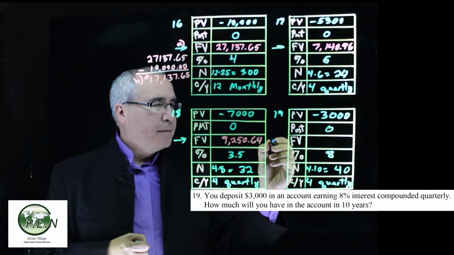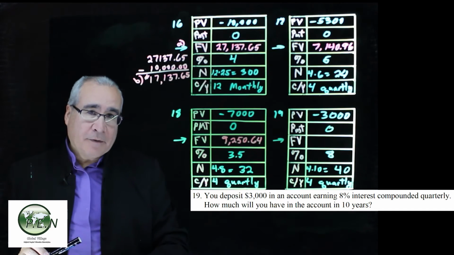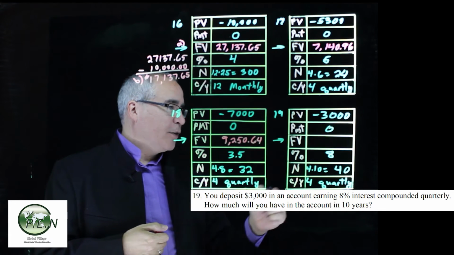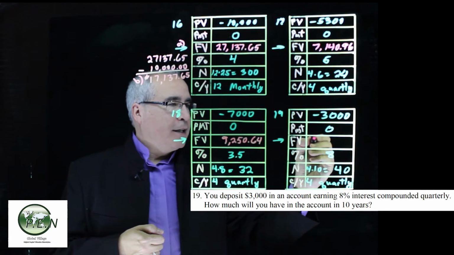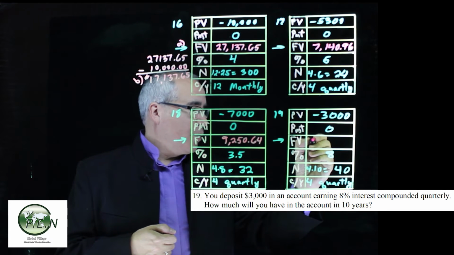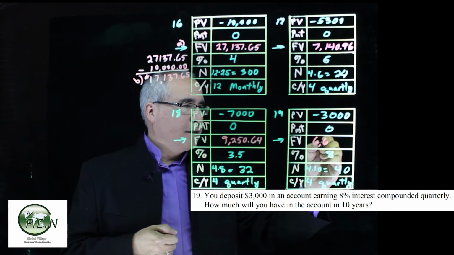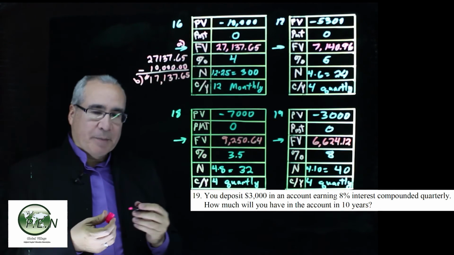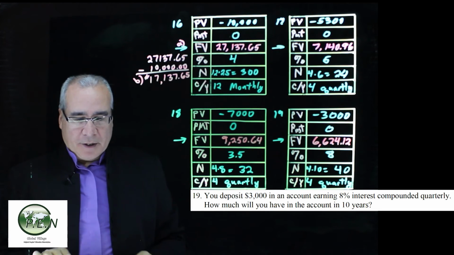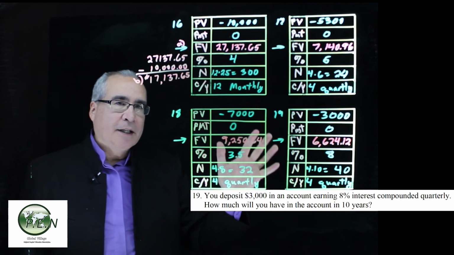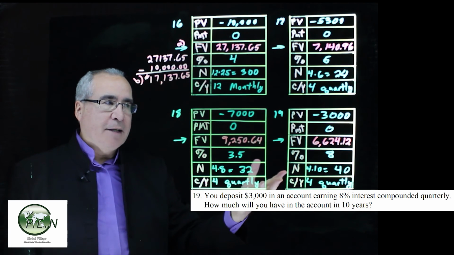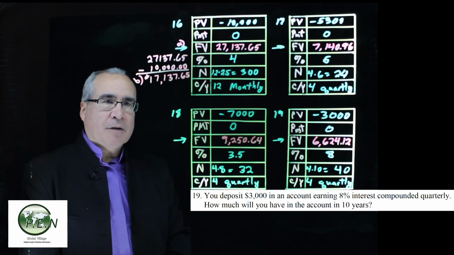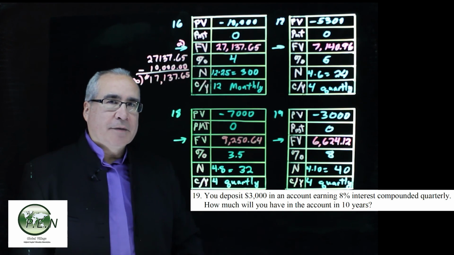No payments. Hit the FV button to solve for that future value, to tell us how much we will have in that account at the end of those 10 years, the end of the 40 periods. And we find that at 8%, our money has more than doubled. We now have $6,624.12 coming back to us. That's a nice return, 8%. That's what the state retirement fund uses as their accumulation factor. It's a good, slightly aggressive, maybe a mix between conservative and aggressive returns.